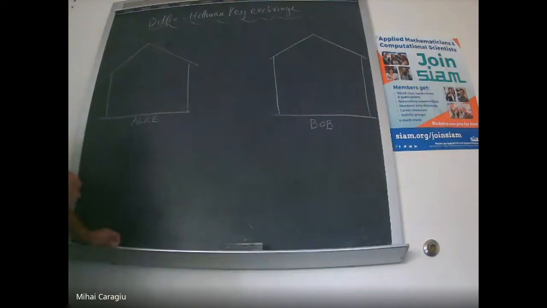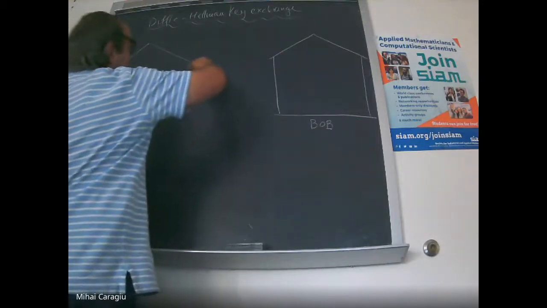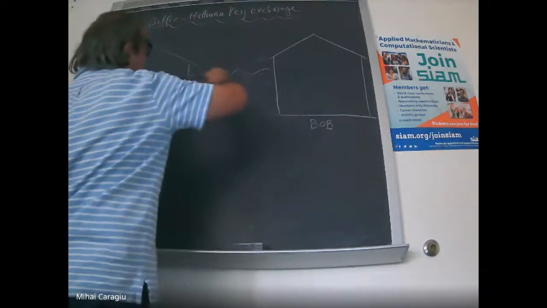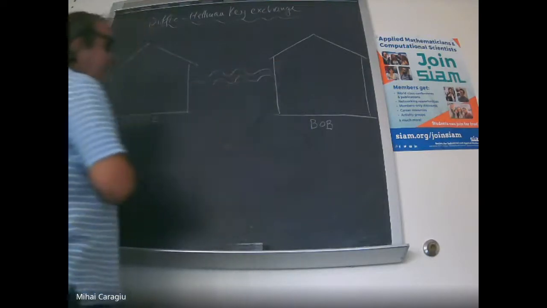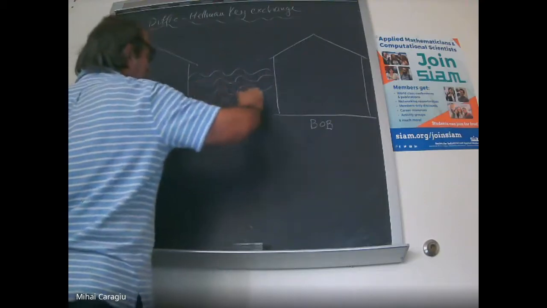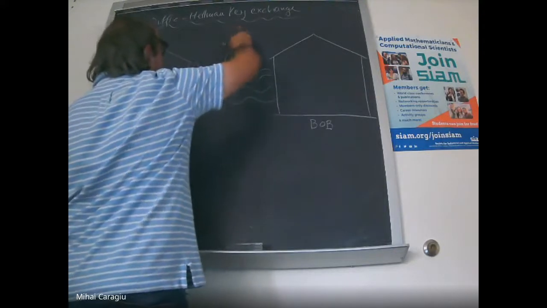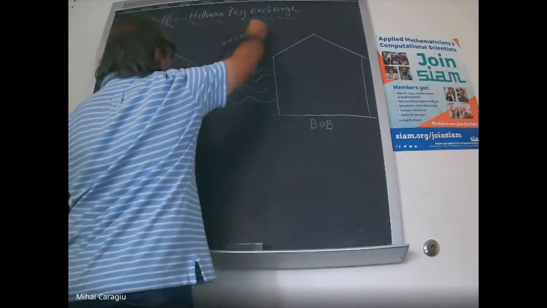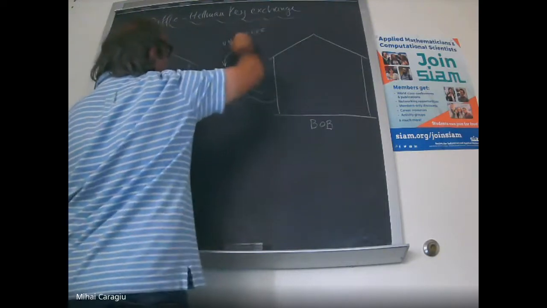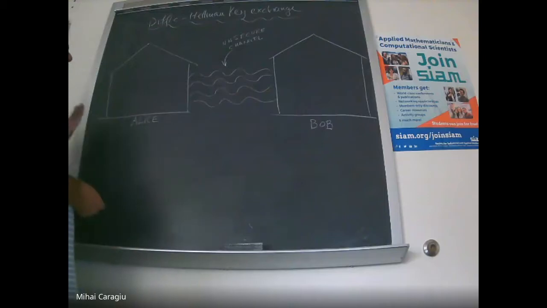Okay, so the problem is they can communicate, but the channel is not safe, so it's not secure. So they communicate over unsecured channels. The channel of communication is represented like a wave-like pattern here. It is an unsecured channel. That means there are plenty of eavesdroppers here.